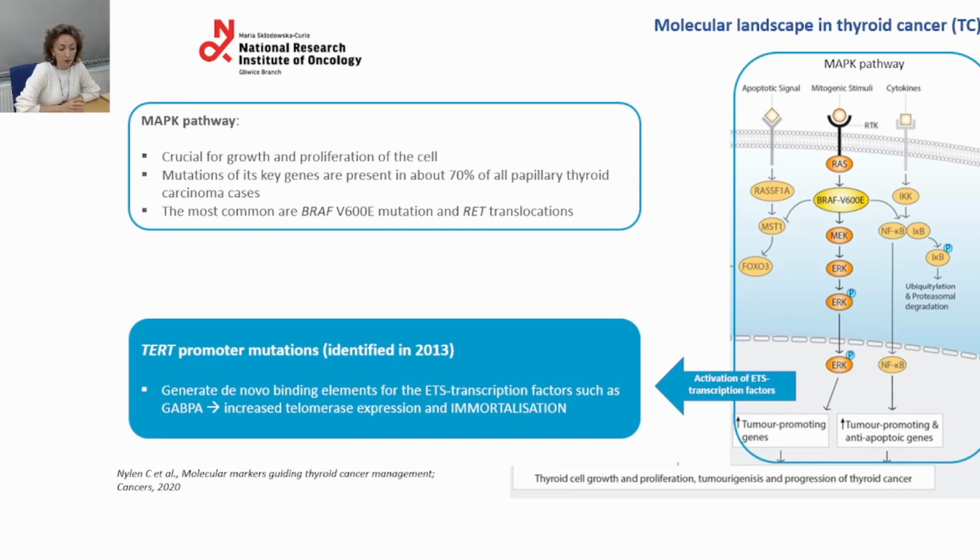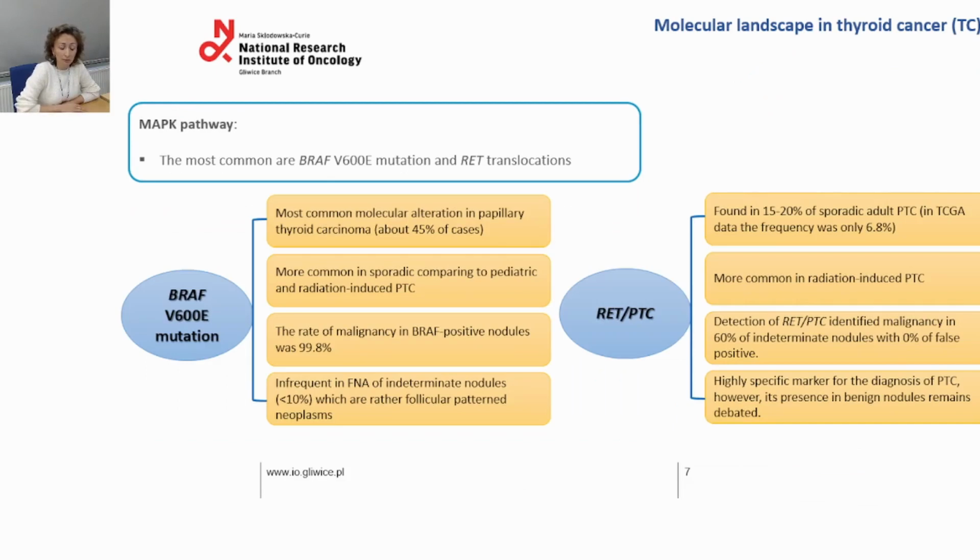It is impossible not to mention the TERT promoter mutations, which were identified in 2013, and these are two major hotspot mutations which generate de novo binding elements for ETS transcription factors, which lead to increased telomerase expression and immortalization of neoplastic cells. BRAF V600E mutation is most common in sporadic PTCs, compared to pediatric and radiation-induced, and the rate of malignancy in BRAF positive nodules is about 100%.